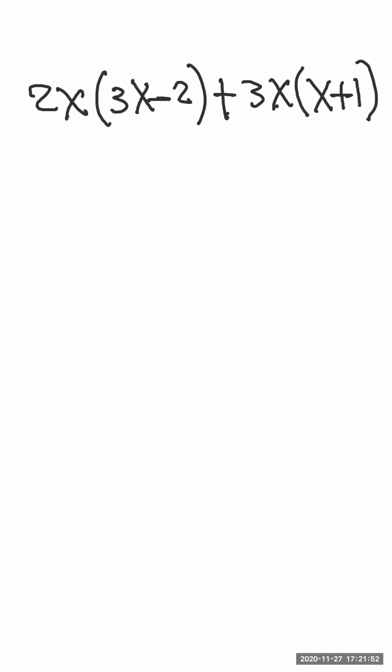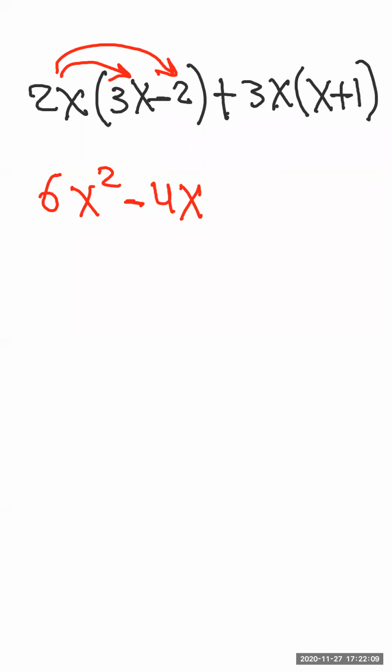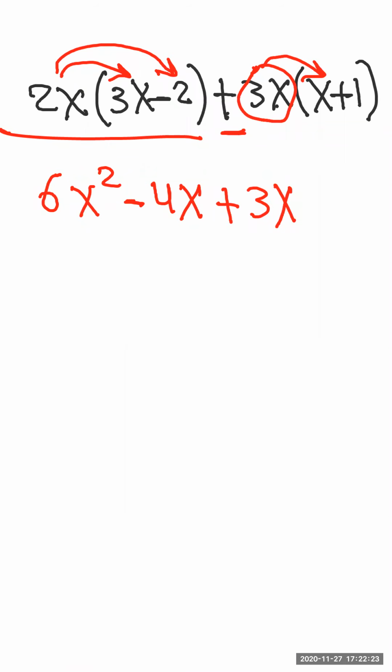Nothing will change. How? First, I will multiply 2x by 3x. So 2 times 3 means 6. X times x means x squared. Then 2x times a negative 2 means a negative 4x. Then we finished that one. Then plus 3x to the next bracket. So 3x times x means 3x squared. Then 3x times 1, so plus 3x times 1 means a 3x. Okay, now it's finished? Yes.